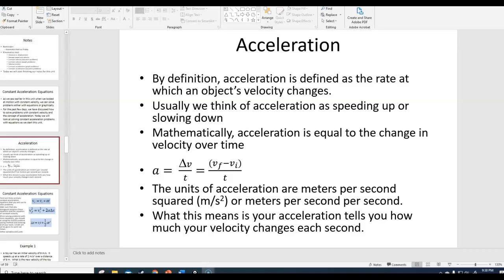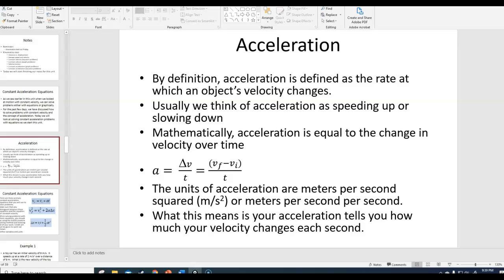Okay, so in the last video we talked about the concept of acceleration, and we did some examples with that. Remember that by definition, acceleration is defined as the rate at which an object's velocity changes over time. Usually when you think of something accelerating, you think of it speeding up or slowing down. And so we did some problems, doing really basic calculations with acceleration.